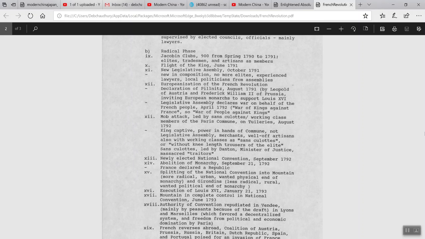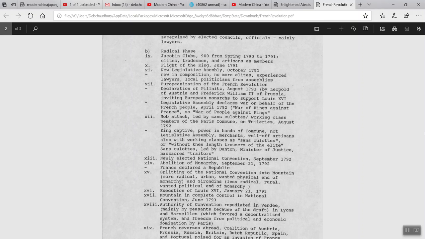Meanwhile, the king was making plans to flee, and in June 1791, the king almost succeeded, but was caught at the border, recognized and brought back to Paris. And of course, at that point in time, he was none other than a traitor, somebody who was going to flee the country at the time of need.